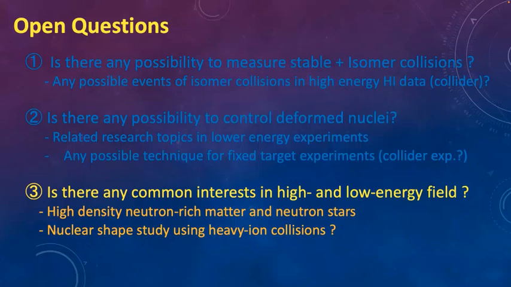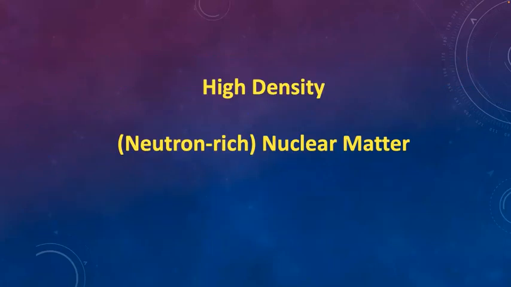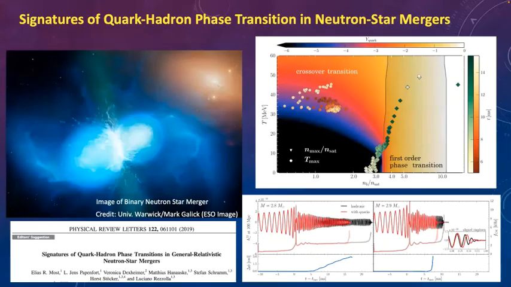And third point, is there any common interest in high energy and low energy fields? So this is one of the subjects which I'm interested in for the future. That is high density nuclear matter, but I'm more interested in high density neutron rich nuclear matter. If we have a very neutron rich isotope produced and make a collision, and the spectator is on the proton side, then the collision area must be neutron enhanced collision matter. But it's also very challenging.